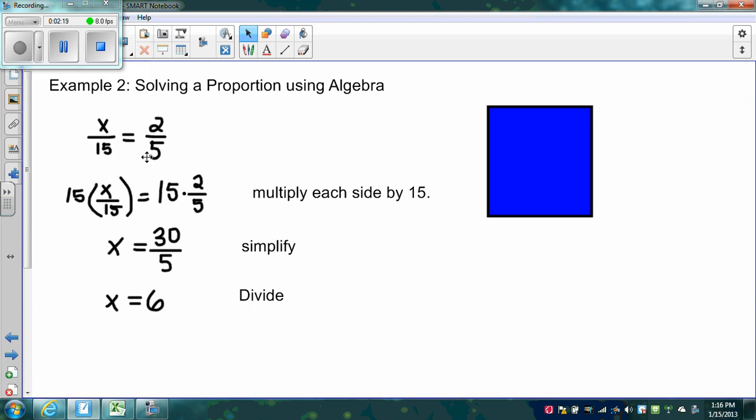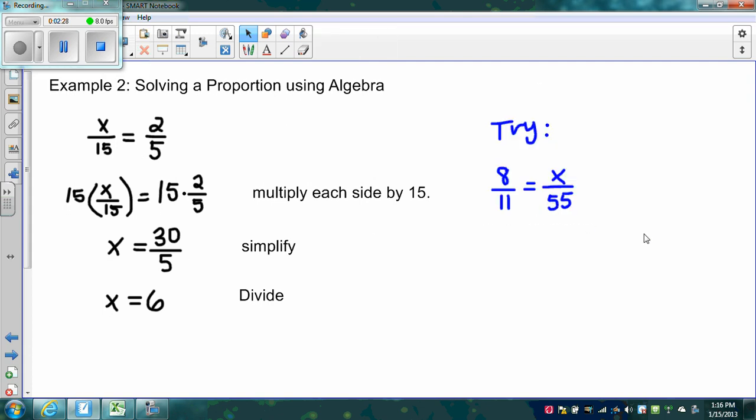We could have done it the same way we did in the previous example by figuring out the difference in denominators, but in this case we used our algebra. So try it using algebra this time to figure out what x is when 8/11 equals x/55. So use your algebra this time.